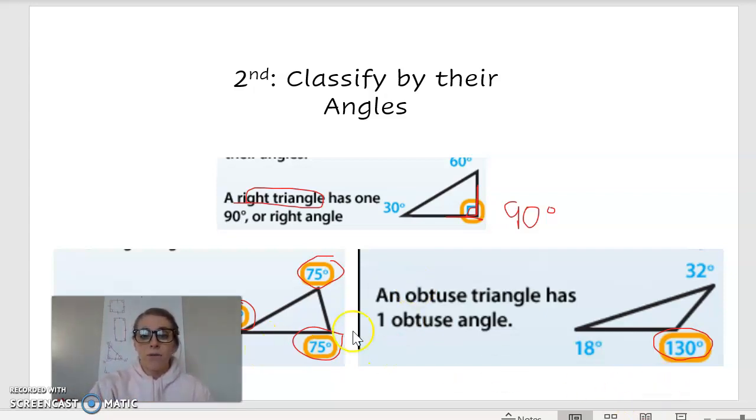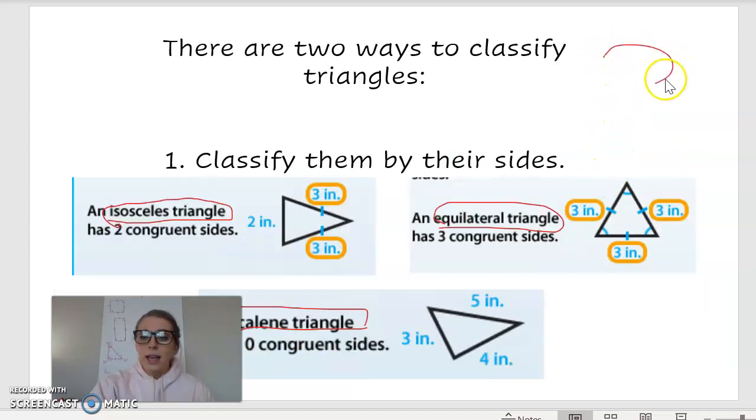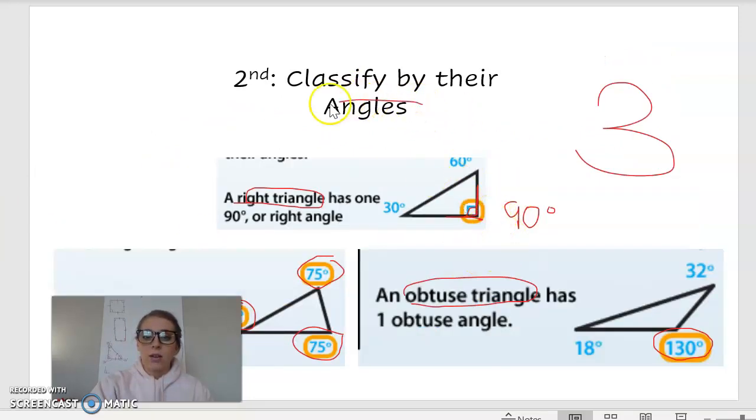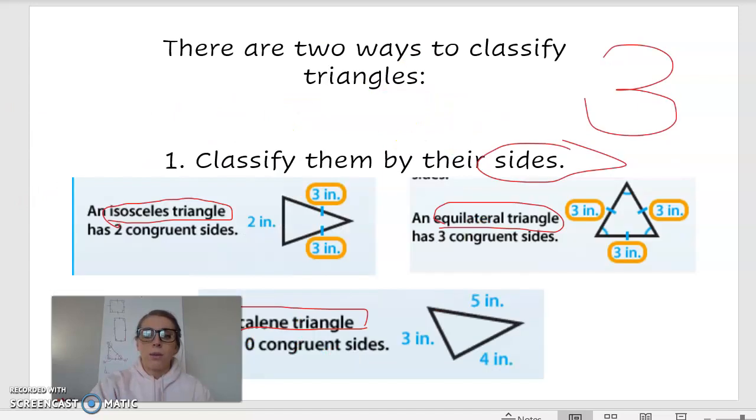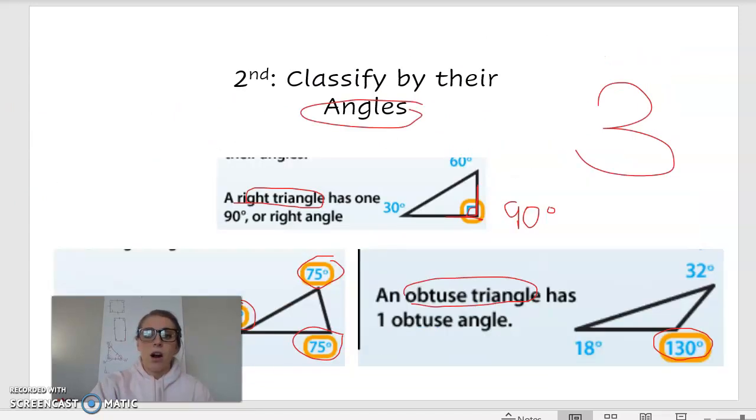So now that we've covered that, we have three ways to classify triangles by their angles, and we have three ways to classify triangles by their sides. So two ways in general, which equals sides and angles, but do not confuse that with how many there are in each. There are three in each.